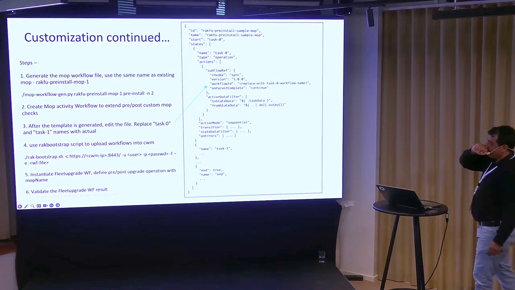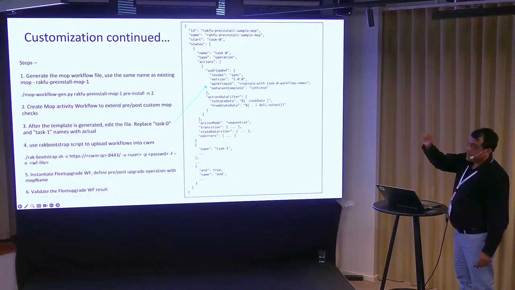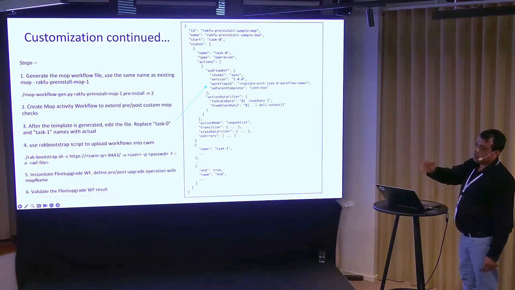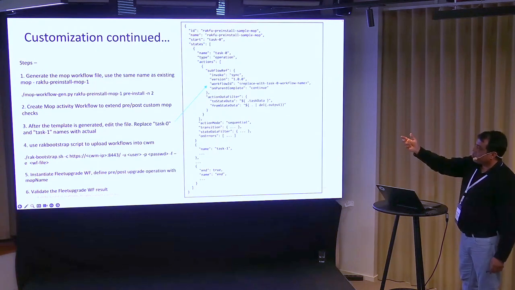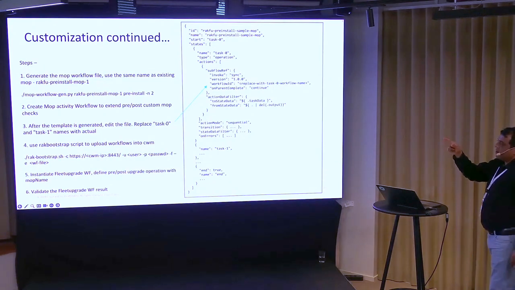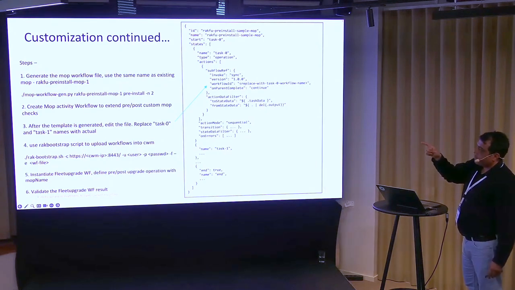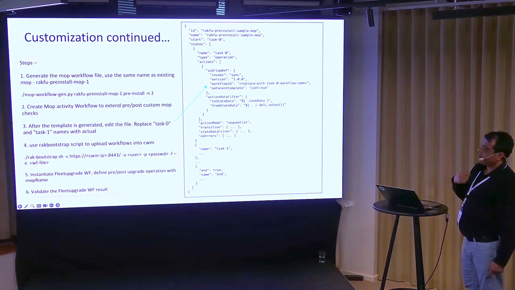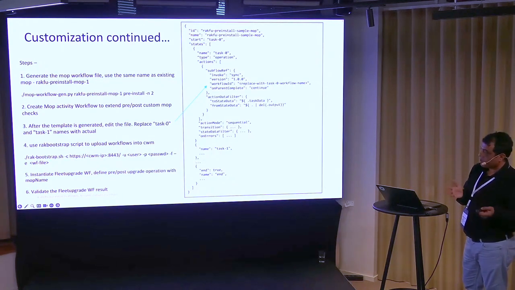Here in this slide, I have added some detailed CLI commands, which will be helpful for the user. The first step, as I mentioned, uses that utility script which allows you to create the MOP workflow. In the first step, I have given the script name, then the name of the MOP workflow, then the third argument is pre-install. That is nothing but telling it that I'm going to execute this MOP workflow as part of a pre-MOP or pre-install workflow.